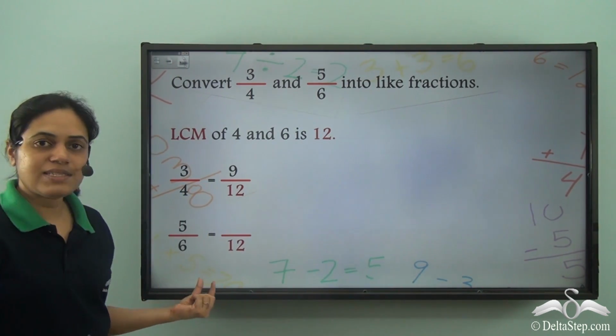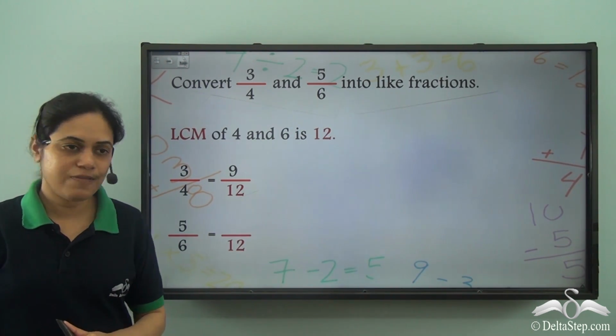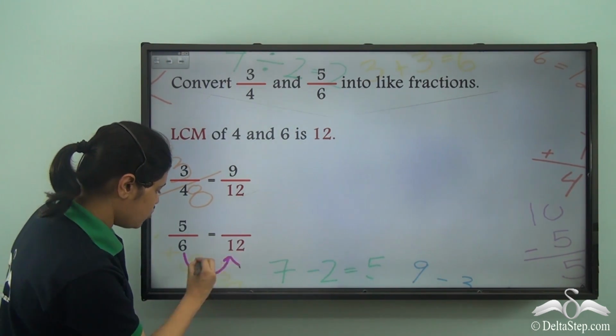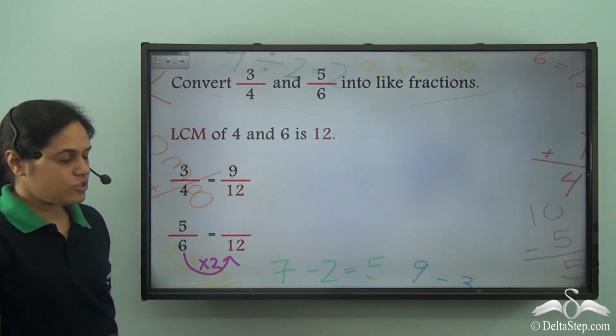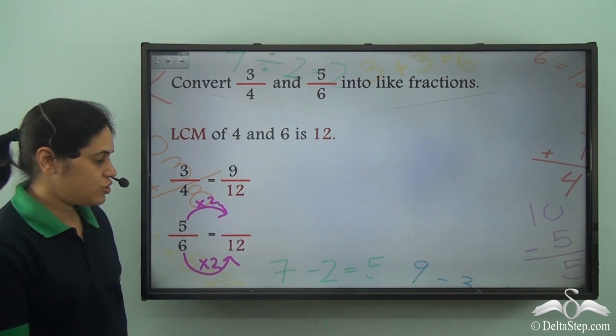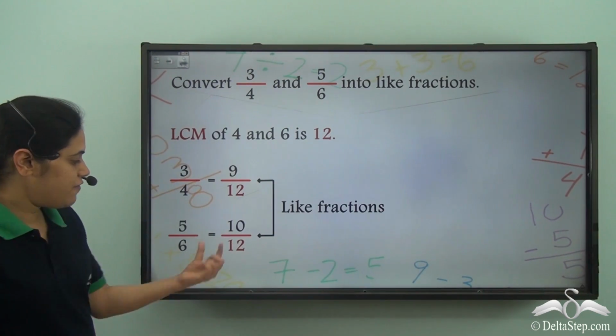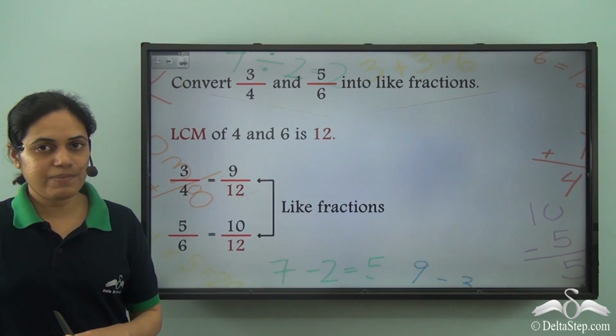Similarly, for 5 by 6, I need to make an equivalent fraction with denominator 12. 6 into 2 gives me 12. So the numerator has to be multiplied by 2. So 5 into 2 is 10. So 10 by 12 is an equivalent fraction of 5 by 6.